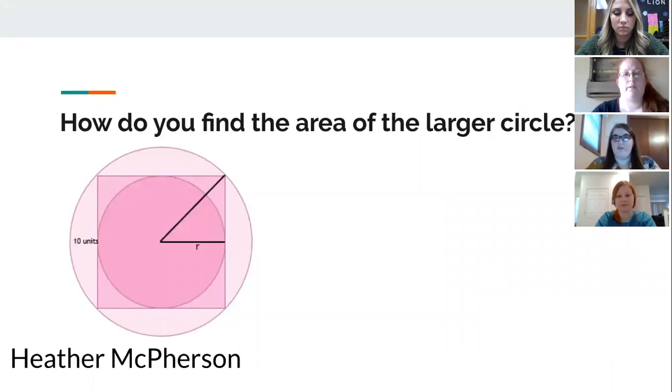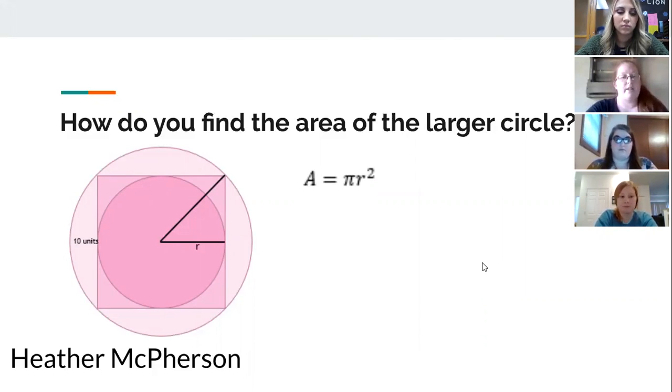Hey, Heather, how do you find the area of a larger circle? Okay, so looking at the example here, we have two circles and a square. So the sides of each square is 10 units. So for the smaller circle, your radius is going to be 5 because it's half of the side of the square. Now the equation you're going to use is A equals pi r squared. So pi times the radius squared.